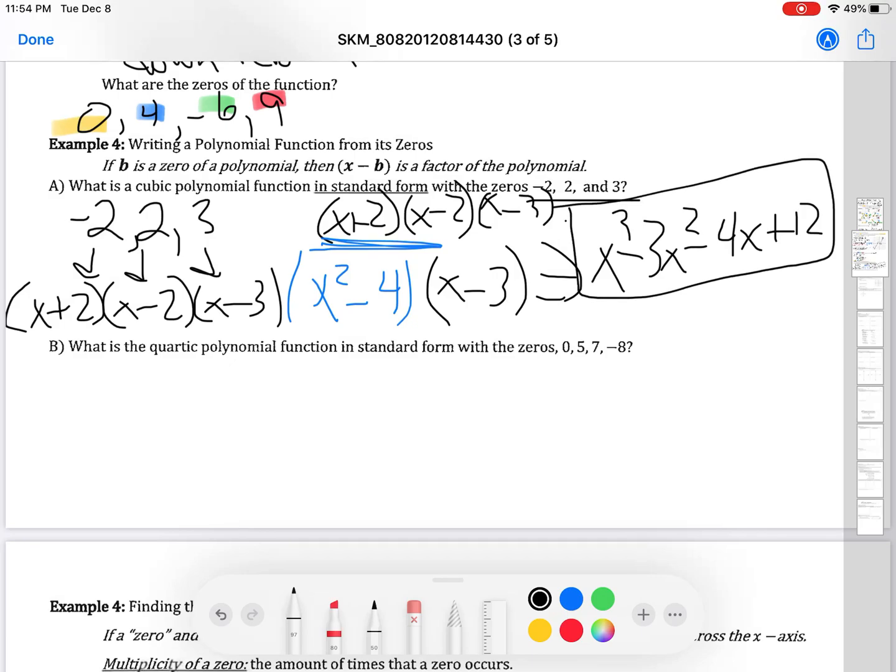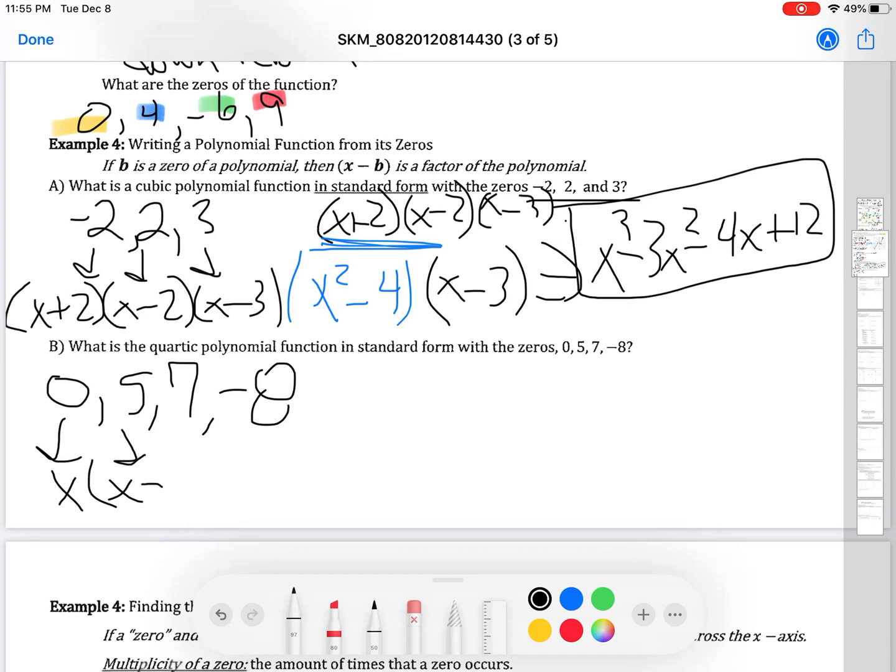A quartic is a little bit more intense, but it's the same idea here. Again, there are my answers, my zeros, my x-intercepts. But what it's asking here is to write them as factors and then go ahead and distribute. We'll save the distribution for a little bit later, but those are the factors that you would get, okay?